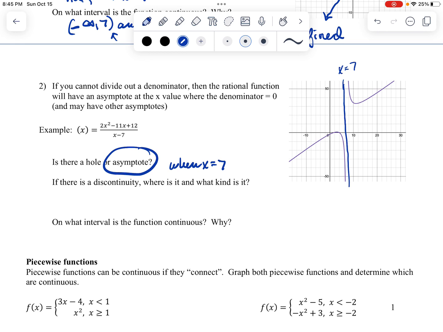And notice my function on either side goes in different directions. So not only does there have to be an asymptote, it has to go to negative infinity on one side and positive infinity on the other side. And when that occurs, it's an infinite discontinuity.